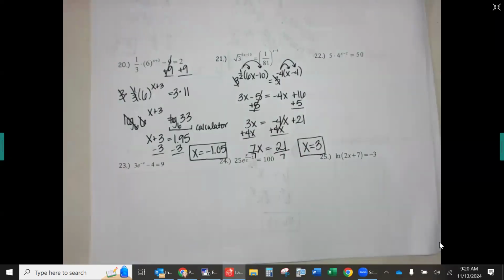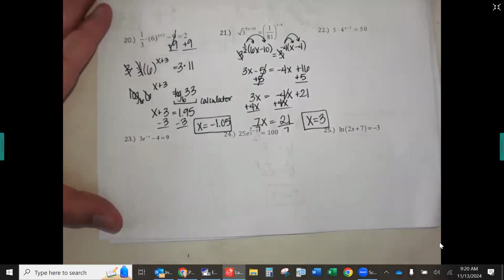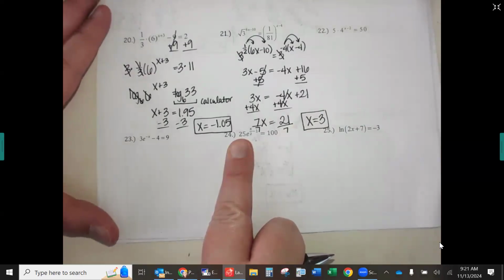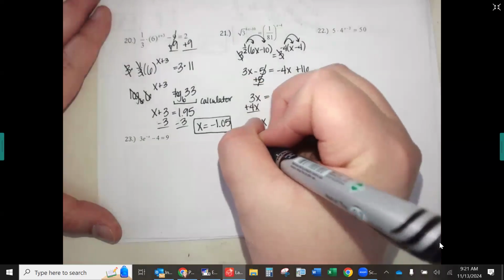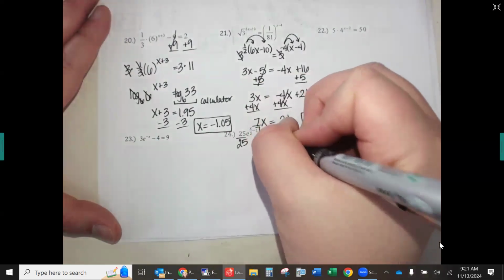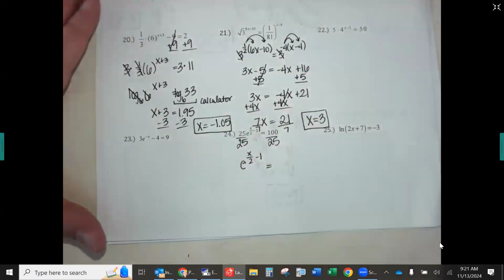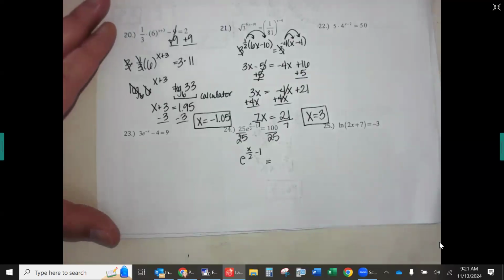All right, let's do maybe one more that has an e for the base. Let's do number 24. Okay, first question, how do I get rid of that 25 in the front? Notice the 25 is multiplied with the e. How can we undo that? Okay, good. Divide 25 on both sides. So I have e to the x over 2 minus 1 equals. And then 100 divided by 25, that's going to give me how many?